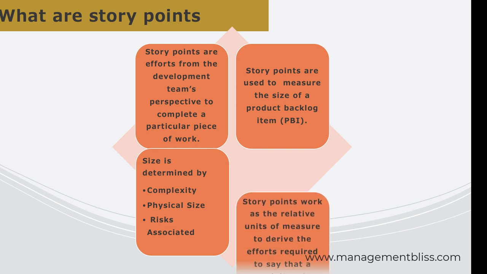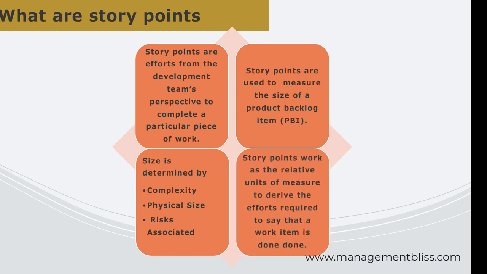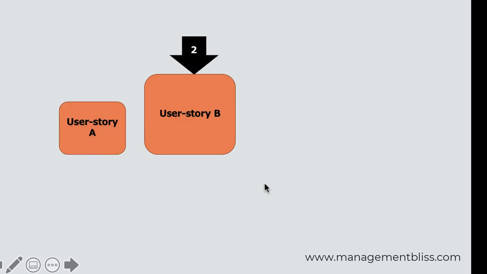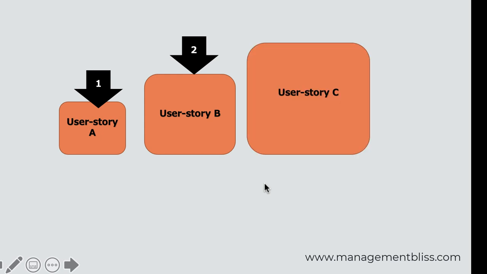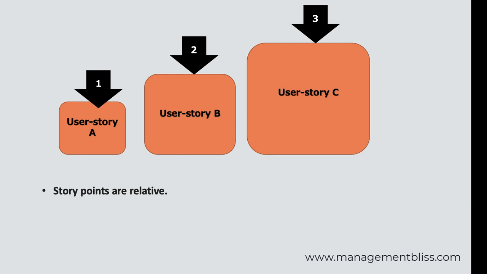Story points are relative units of measure required to say that a work item is done. Story points are relative. A user story with 2 story points will be twice as big as a user story with 1 story point. Similarly, a user story with 3 story points will be 3 times as big as a user story with 1 story point. Therefore, it is the ratio that matters and not the numbers associated. While estimating, teams use previously completed story estimations and compare them with the new ones to derive the story's size.